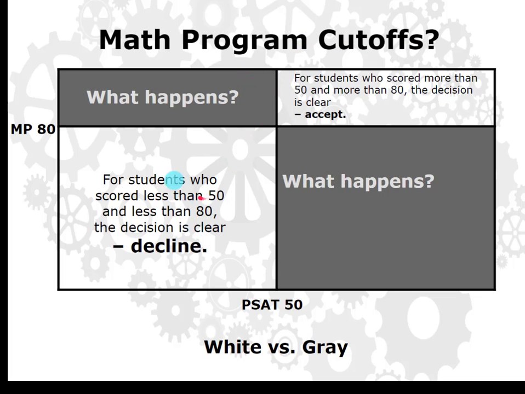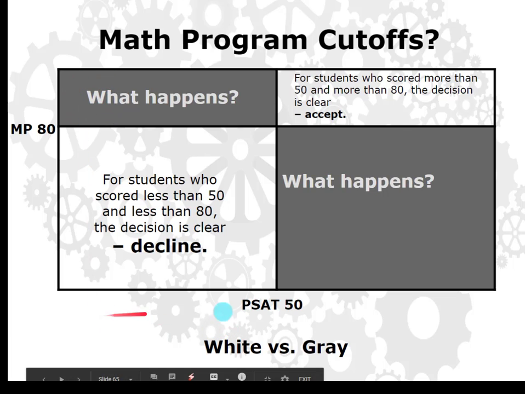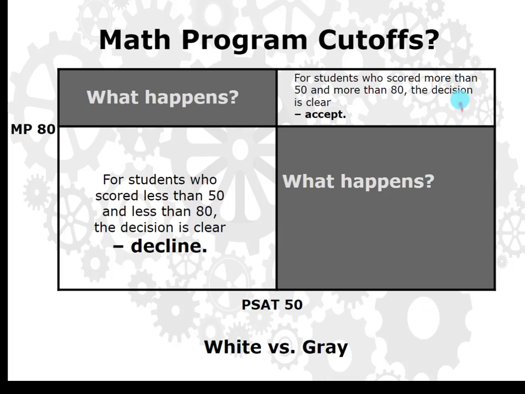However, what would happen if a student scored really well on the math placement exam that the teachers created, but they didn't score well on the PSAT? They scored below 50 on the PSAT. What happens then? And what happens if a student does really well on the PSAT, but does not do very well on the math placement test? So they're in this area.